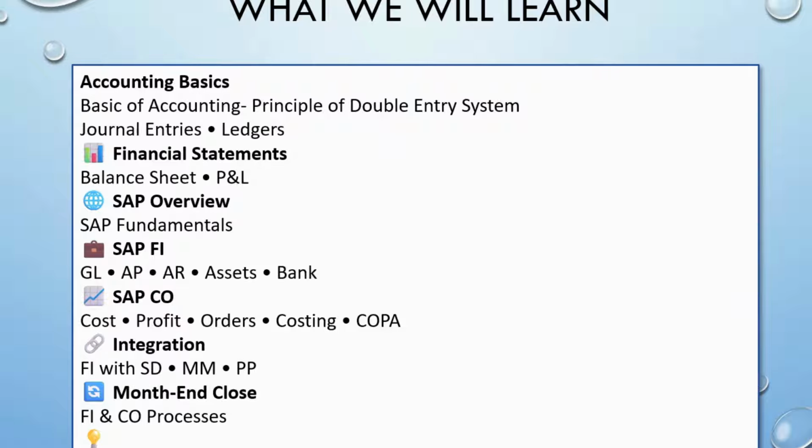And then we are going to cover integrations with other modules like FI and sales and distribution, FI and materials management, FI and production planning. And then we'll be covering the month end closure of the FI and CO process. Today we are going to talk about fundamentals of accounting, how accounting is going to help us: journals, principle of double entry systems, golden rule of double entry systems. We are going to talk on the topic now.